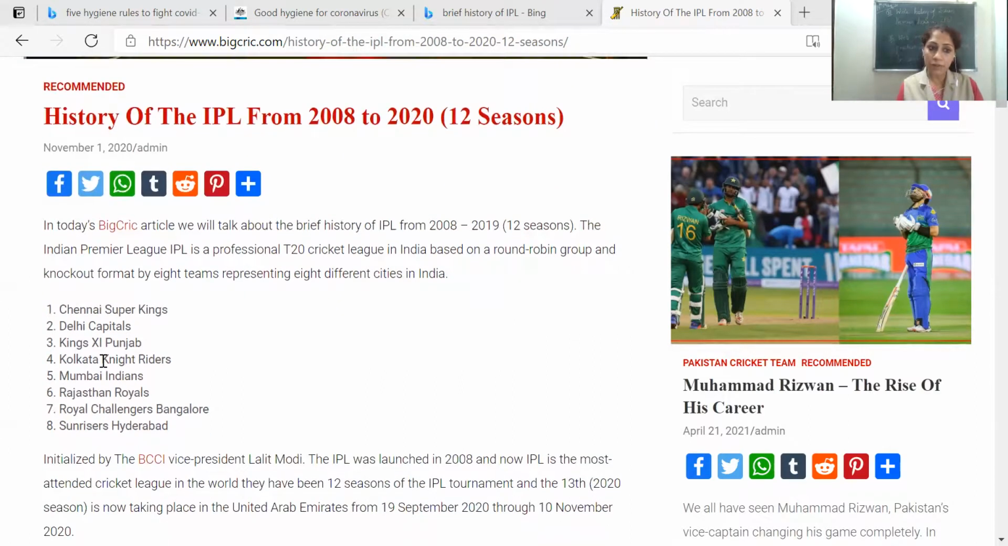Chennai, the first team is Chennai Super Kings, then Delhi Capitals. Earlier, the name of the Delhi Capitals was Delhi Daredevils. Okay, now they have replaced the name with Delhi Capitals. Then Kings XI Punjab, Kolkata Knight Riders, Mumbai Indians, Rajasthan Royals, Royal Challengers Bangalore, Sunrisers Hyderabad. Okay, these are the 8 teams which participate in your IPL.